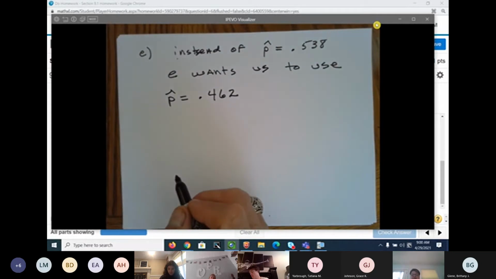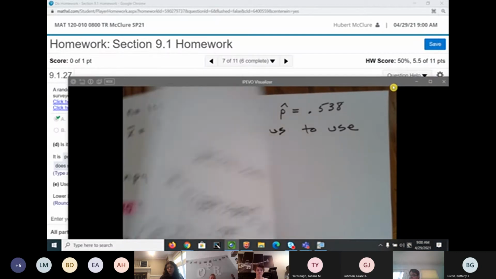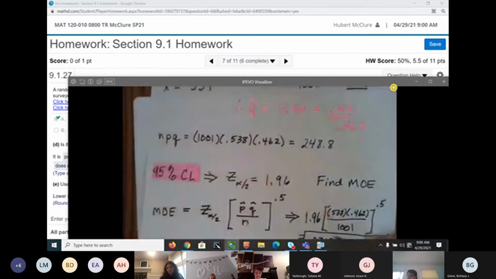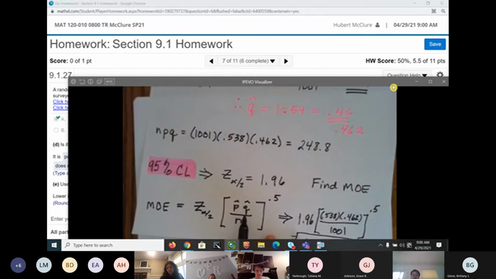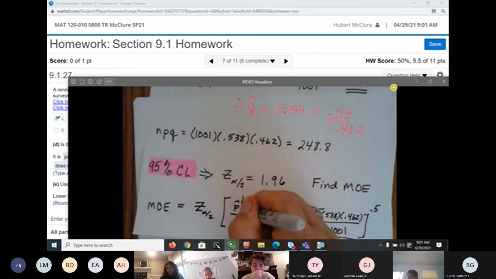Now, is that going to change the margin of error calculation? Somebody tell me if that's going to change the margin of error calculation, yes or no? No. Why? Because it's the same as Q hat. Because multiplication is what, Ms. Fuller?